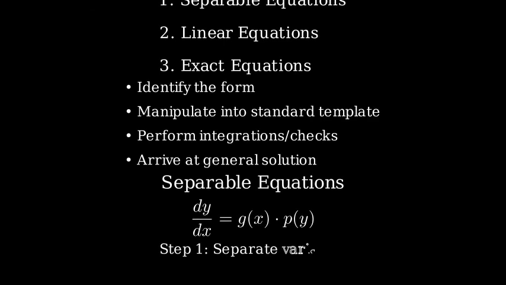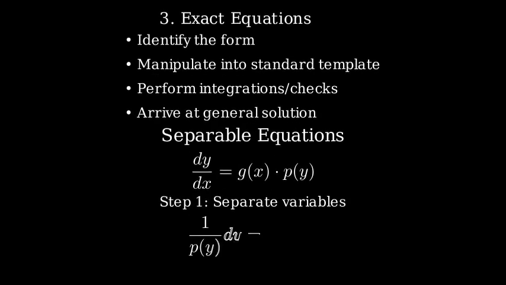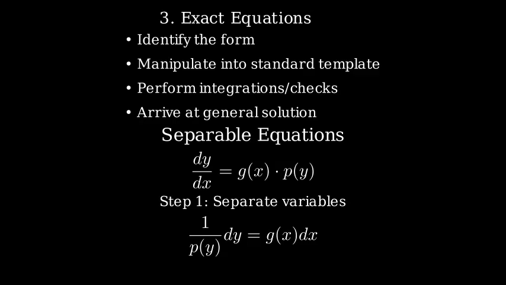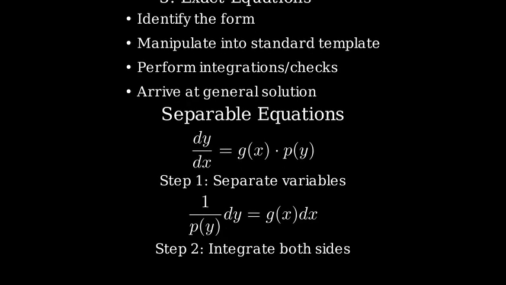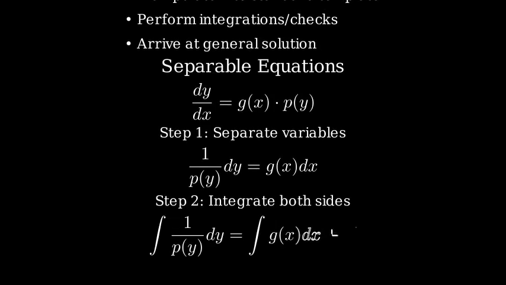Step 1. We rewrite the equation by dividing both sides by p of y and multiplying by dx. This gives us 1 over p of y times dy equals g of x times dx. Step 2. We integrate both sides. The integral of 1 over p of y with respect to y equals the integral of g of x with respect to x plus c.